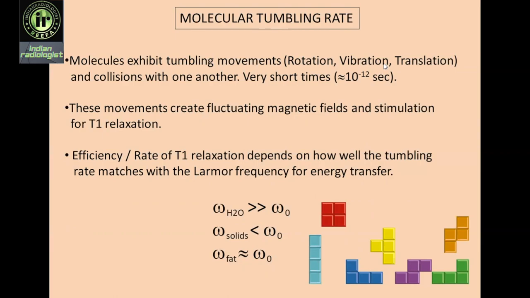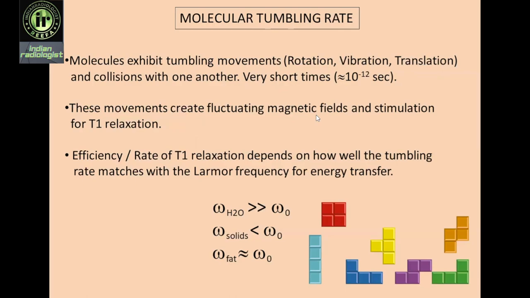It's not due to the magnetic field. It's an inherent property of the molecules. They are in continuous motion. We cannot see it with our naked eye, but the molecules are continuously moving about. These are the types of movements, and they continuously collide with one another. These movements are responsible for the fluctuating magnetic fields and stimulation for T1 relaxation.